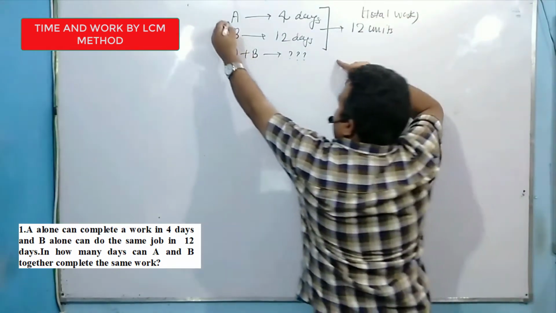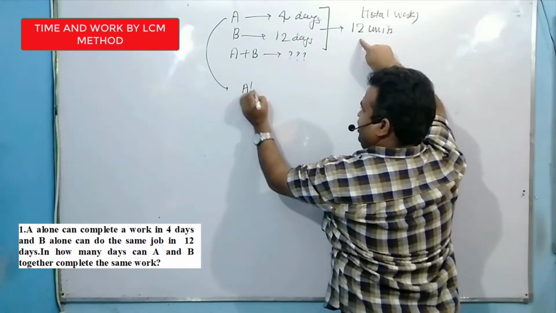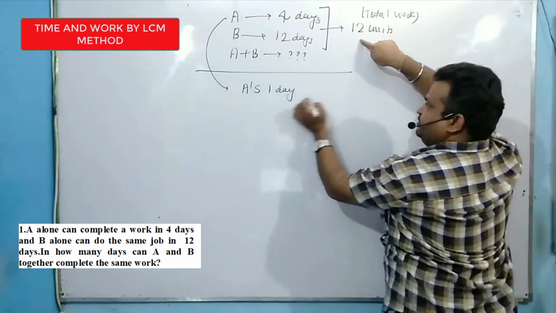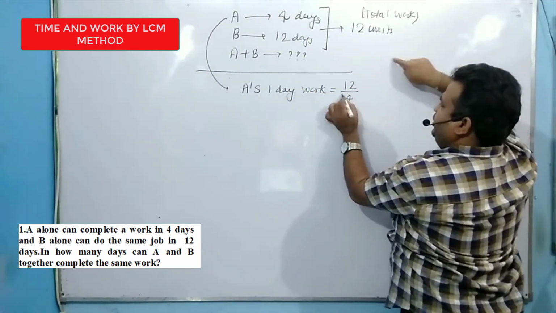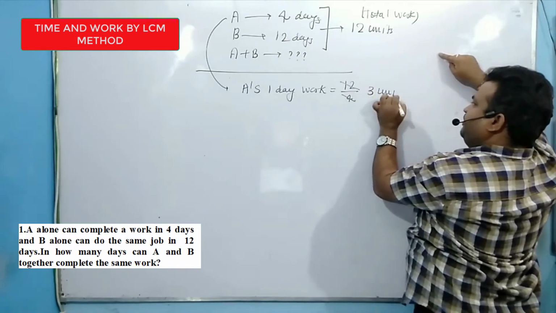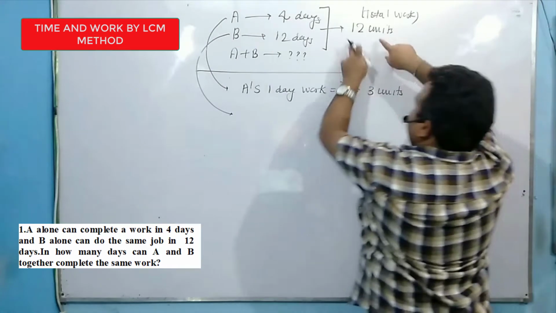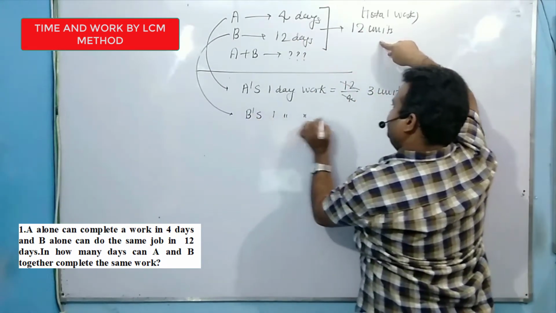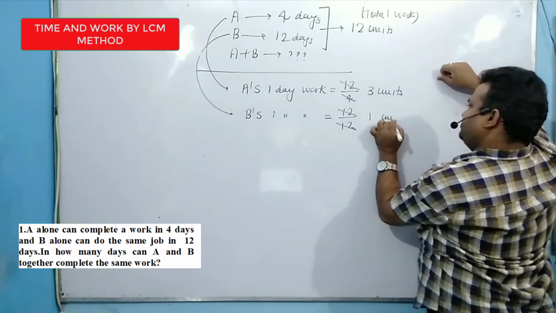Now A completes 12 units in 4 days. So what is A's one day work? A is manufacturing 12 by 4, which means 3 units per day. B completes 12 units in 12 days. So what is B's one day work? B's one day work is 12 by 12, and that is 1 unit per day.